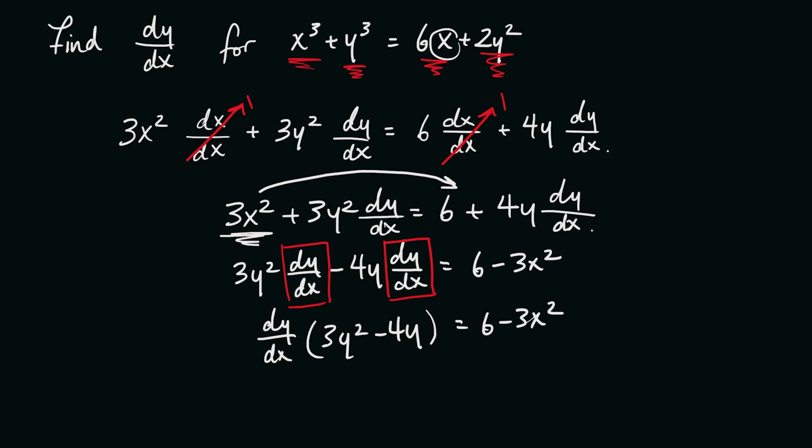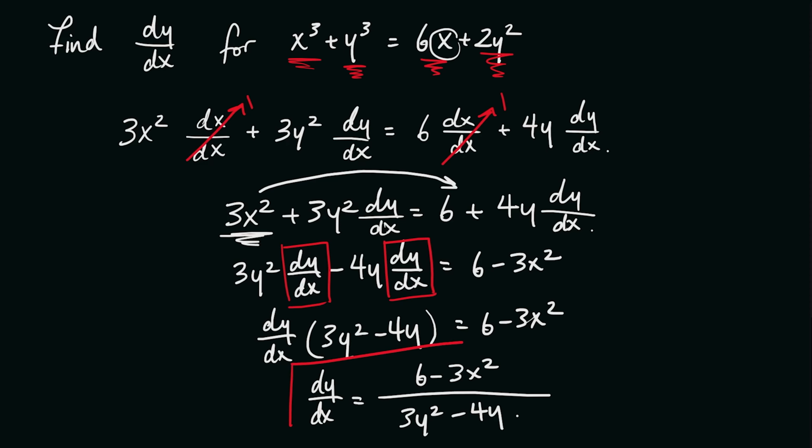And now we can just divide to isolate the dy over dx, and that'll be equal to 6 minus 3x squared all the way over 3y squared minus 4y. And that is our answer for this implicit differentiation.